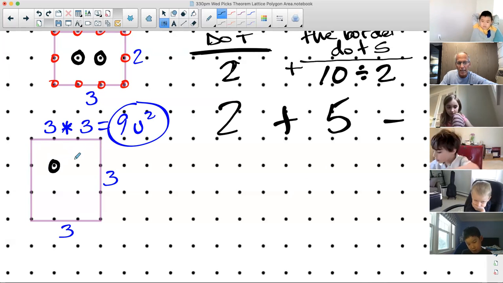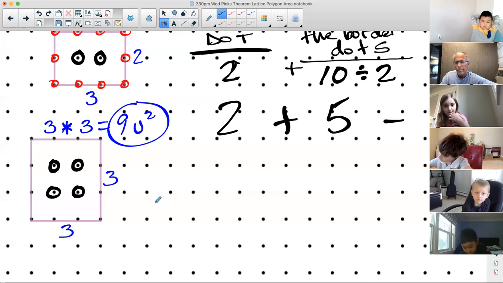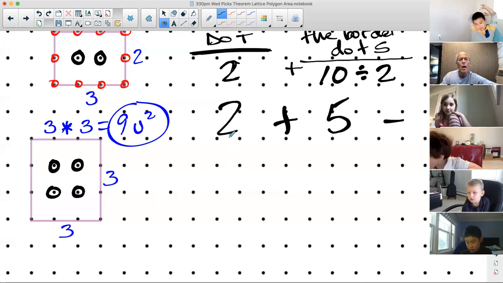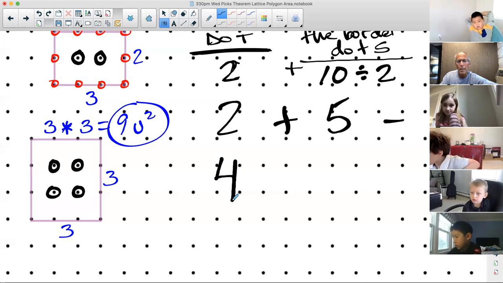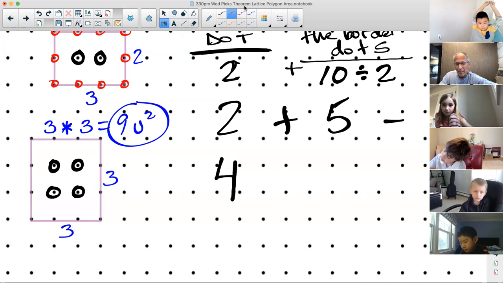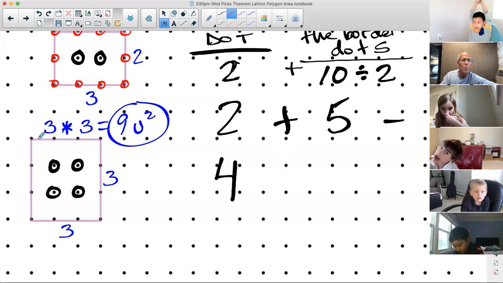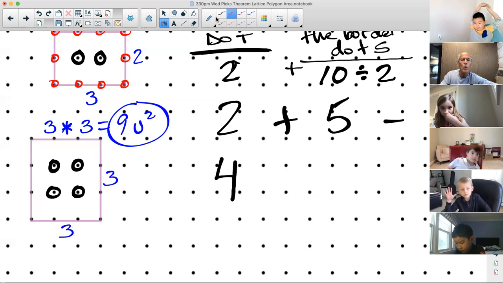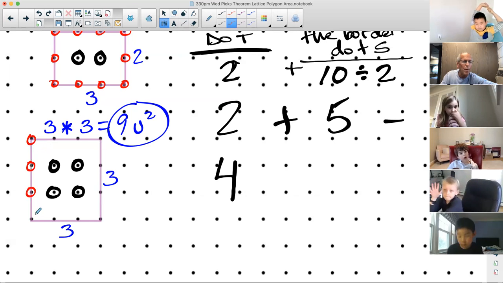Now, who can tell me how many interior dots this has? 4. I agree. How many border dots? And don't answer fast. I want you to think slowly and then tell me how many perimeter dots there are. No, I do not want you to call it out because I want everybody thinking.